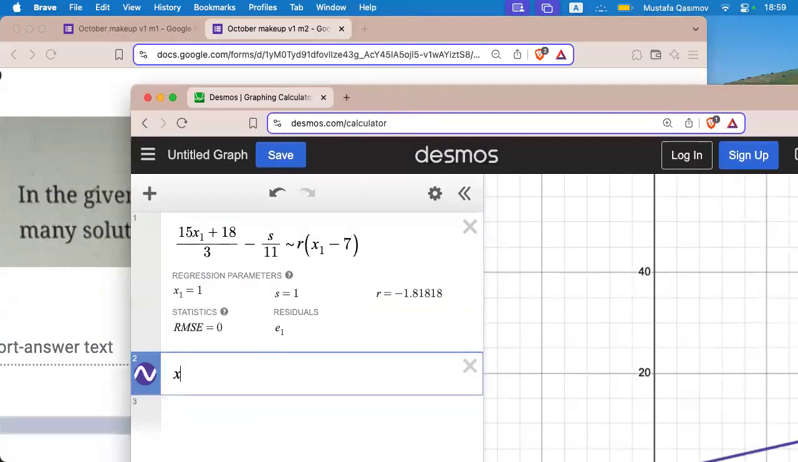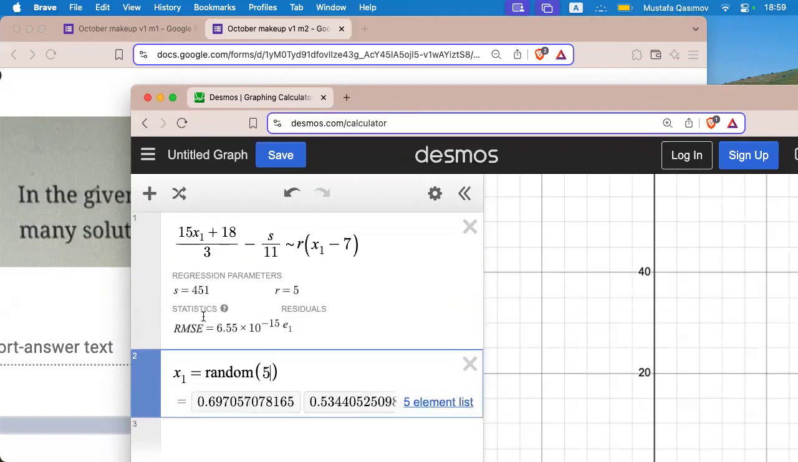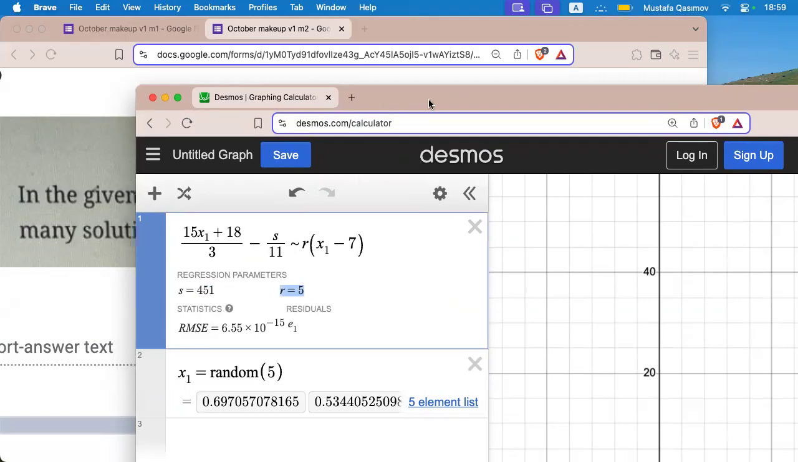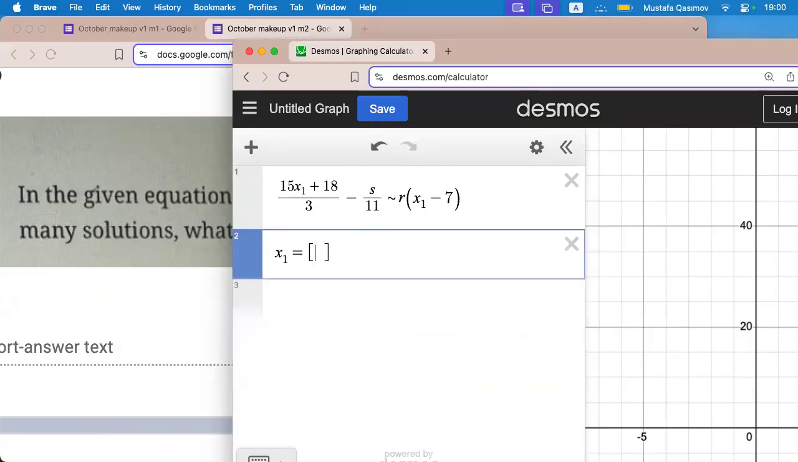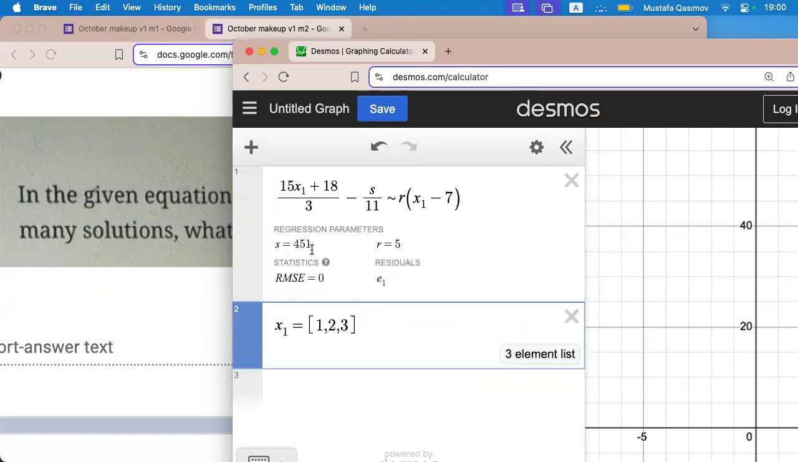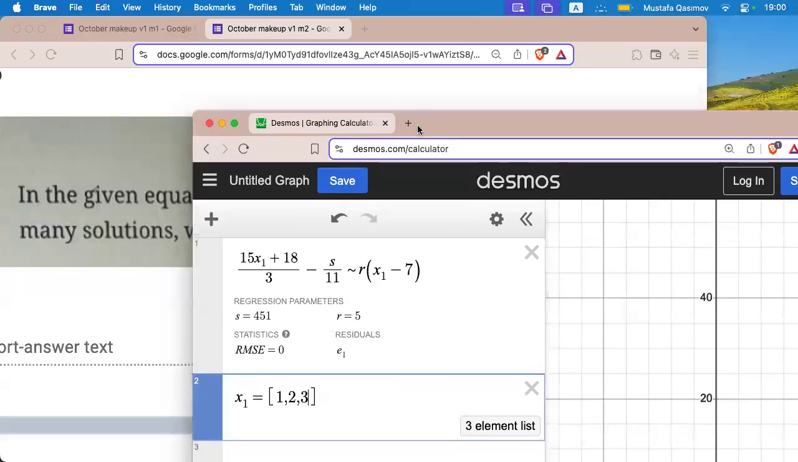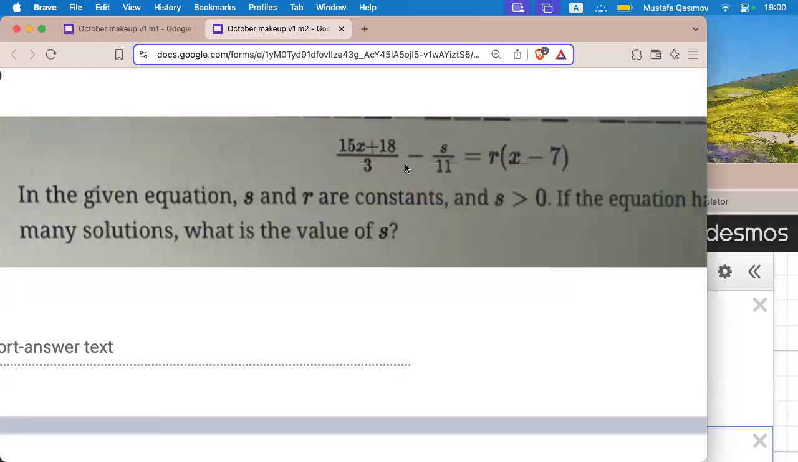Then let's write x1 is equal to random 5. So answer will be 451 and r is equal to 5. We don't need actual r. Or if you want, you can also use this method here. It's the same for that one. 1, 2, 3. Any question? No? It is working for actually every question of this type except the last one. Maybe when we have two variables, it doesn't work. Okay, let's continue if you don't have any question.